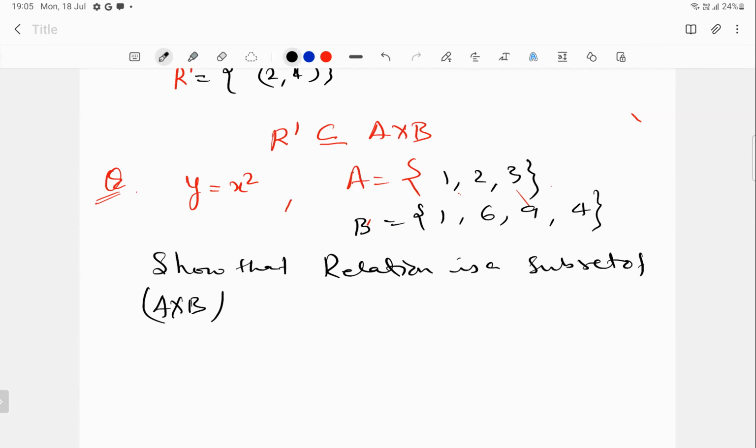Now tell me, write down this in list form or tabular form or roster form. 1 comma 1, 2, 4, 3, 9. How many of you have missed this thing? 1 square is 1 only, right? And it is present in both the sets.